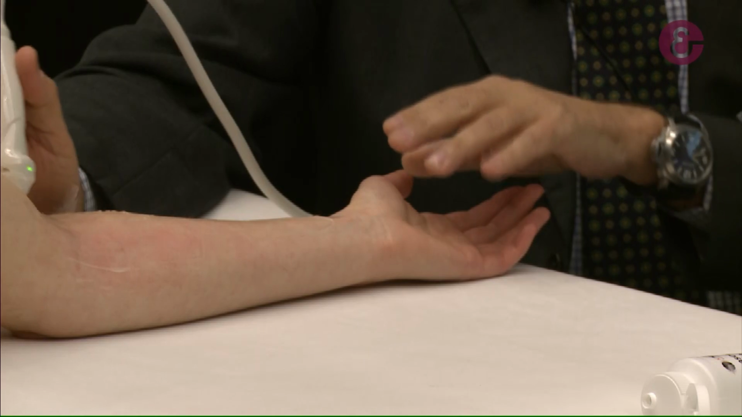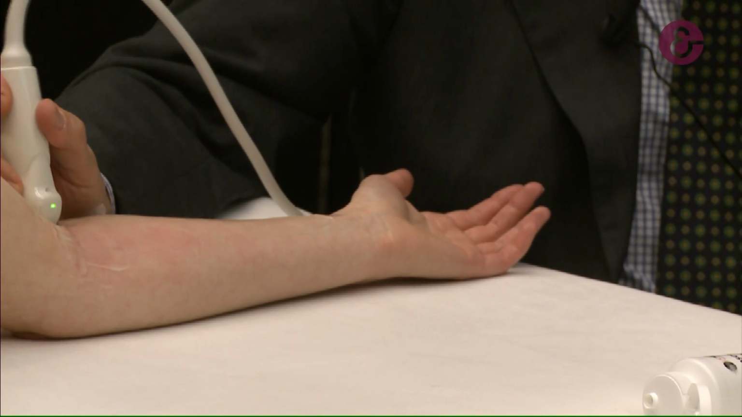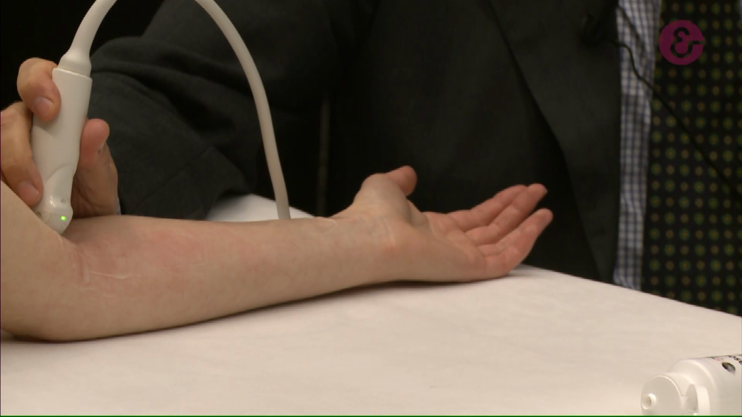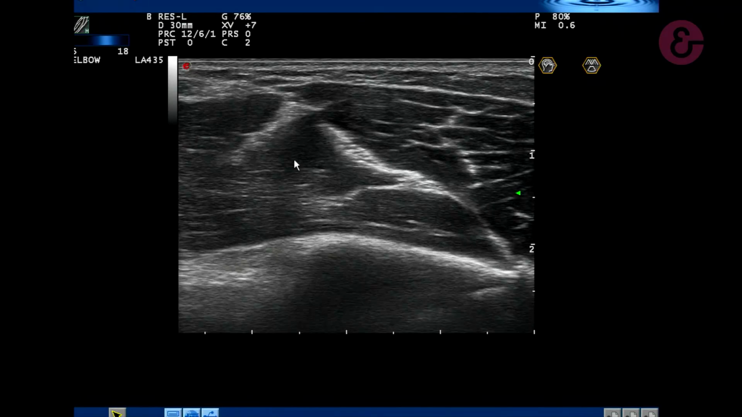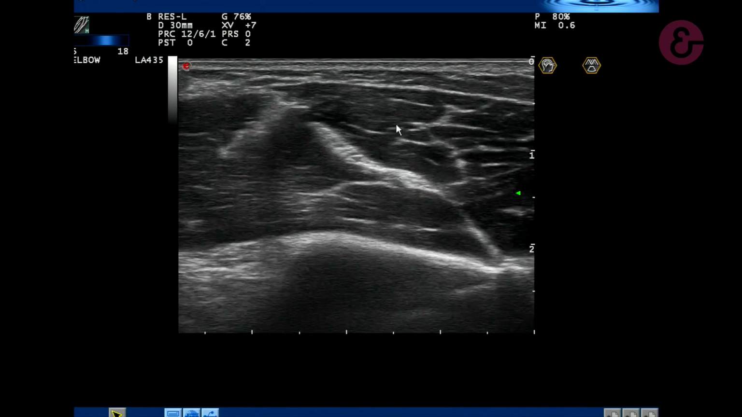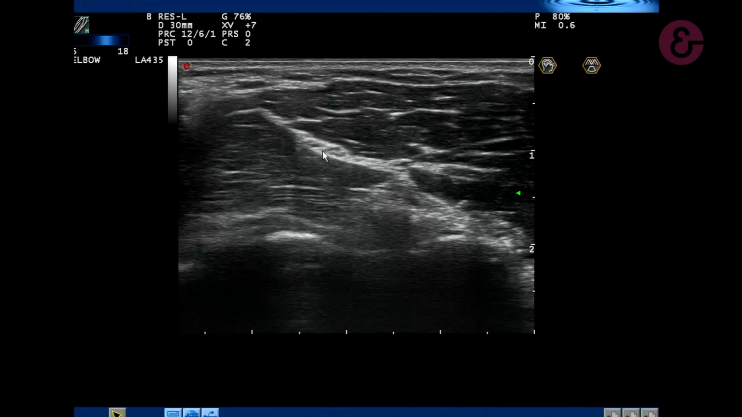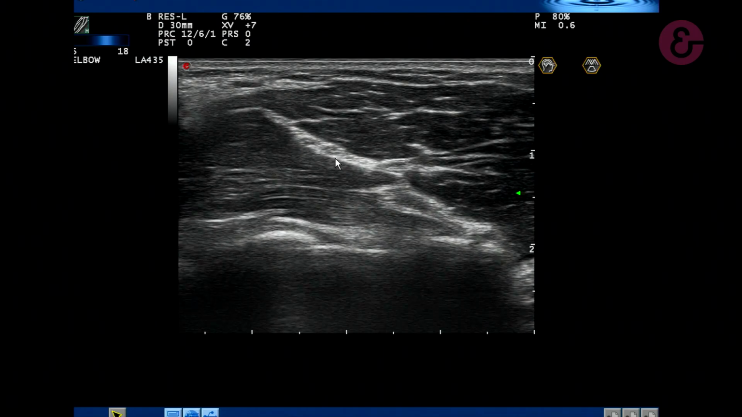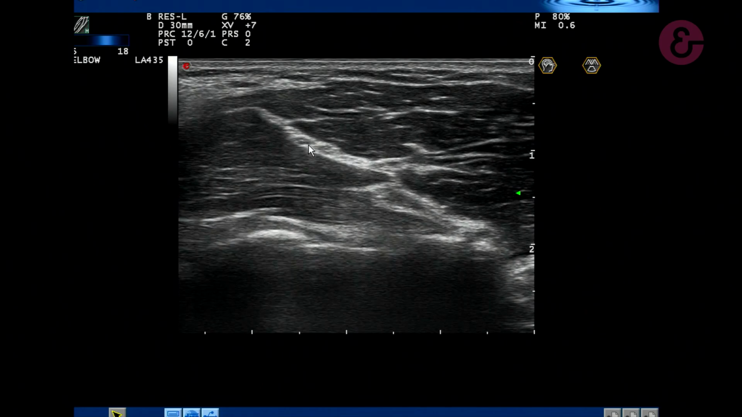Let's move now to the radial nerve. So from the medial, I move a little bit to the right to the lateral part of the elbow. And once again, the nerve is located between two muscles. This is, once again, the anterior brachialis, and this is the coracobrachialis muscle. And at this level, the radial nerve is split in two. This is the posterior interosseous, and this is the superficial branch of the radial nerve.